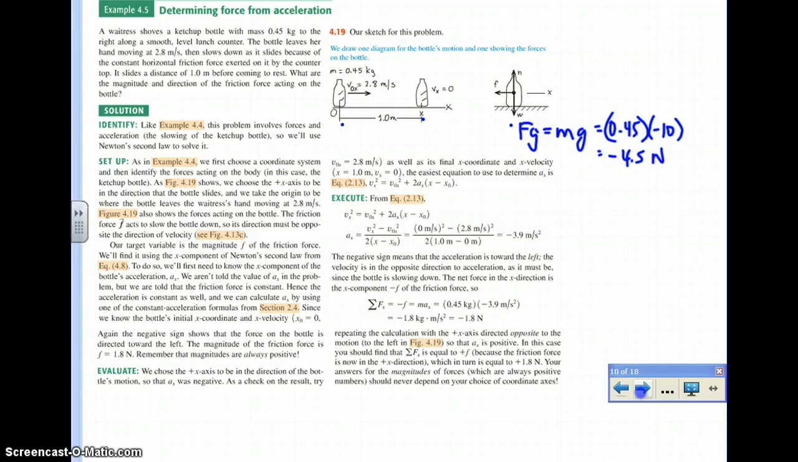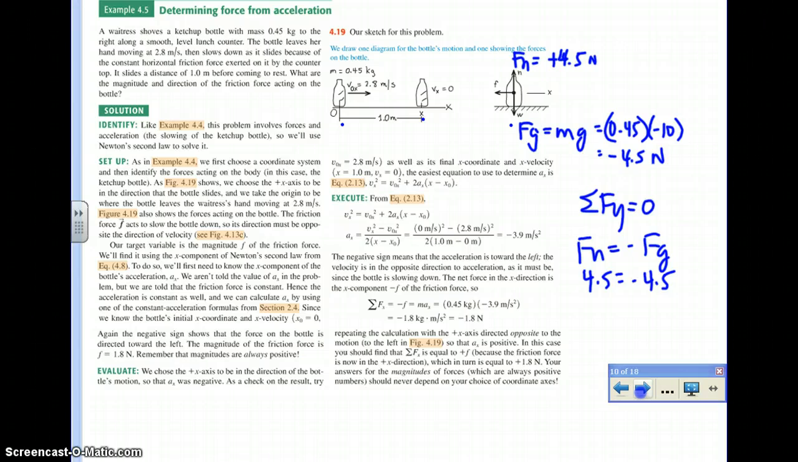That means that the normal force going up is going to be positive 4.5 newtons, because I already know that the sum of the forces in the y direction has to equal 0. That means the two forces in those directions have to cancel each other out. So the normal force has to be equal and opposite to the force of gravity. 4.5 newtons up has to be equal and opposite to 4.5 newtons down, because the ketchup bottle isn't levitating off the table, and it's not collapsing the table.